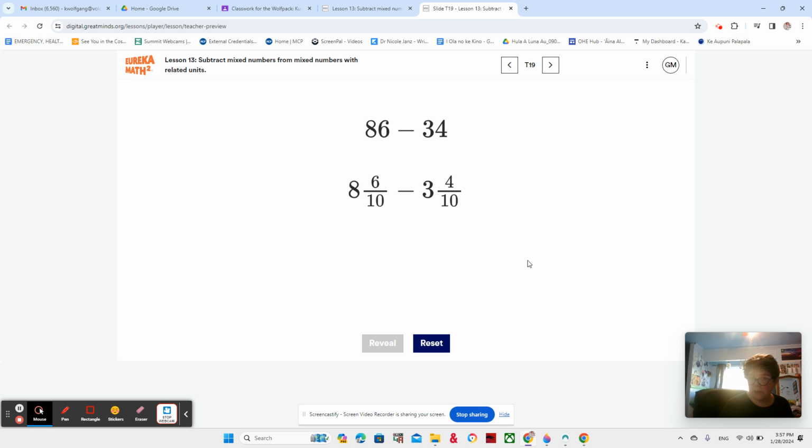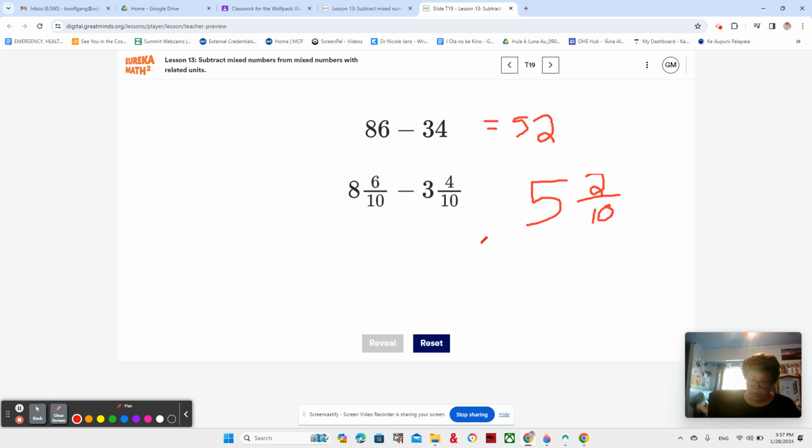Can you subtract mentally? You don't need to do any renaming. They're both tenths. So we could just do 8 minus 3 is 5. 6 minus 4 is 2. So 5 and 2/10, right? And that would look like 5 and 2/10. And if you needed a visual on this one, it would be 52. Kind of neat how they're related, right?